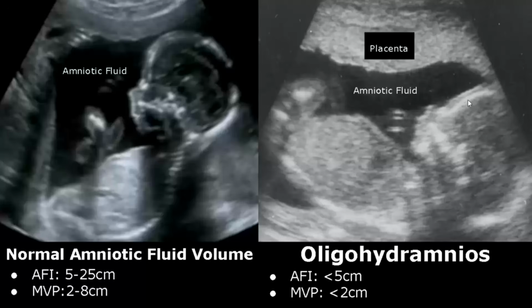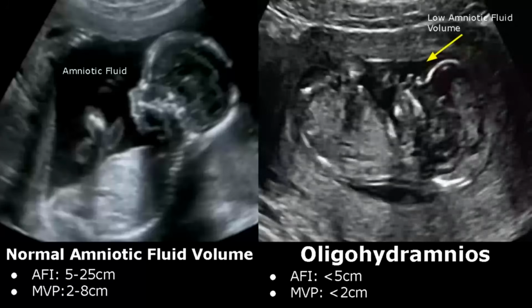We can see a reduced amount of fluid around the fetus as compared to the fluid amount in the normal image. The AFI value will be less than 5 centimeters and MVP value will be less than 2 centimeters for oligohydramnios. Here is another image showing oligohydramnios. There is reduced amount of fluid around the fetus.